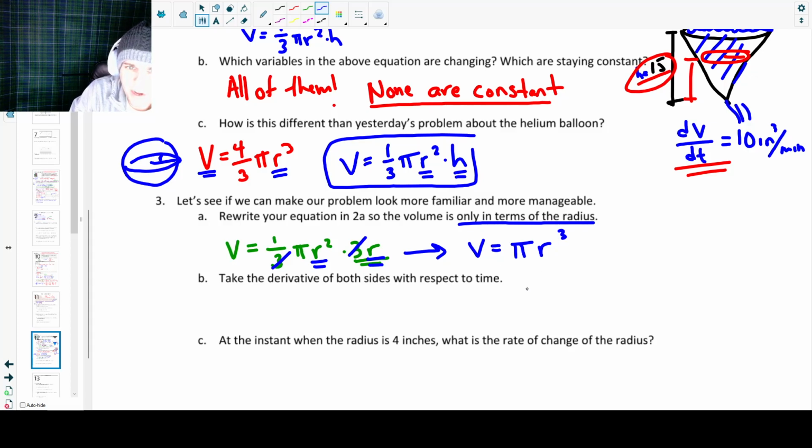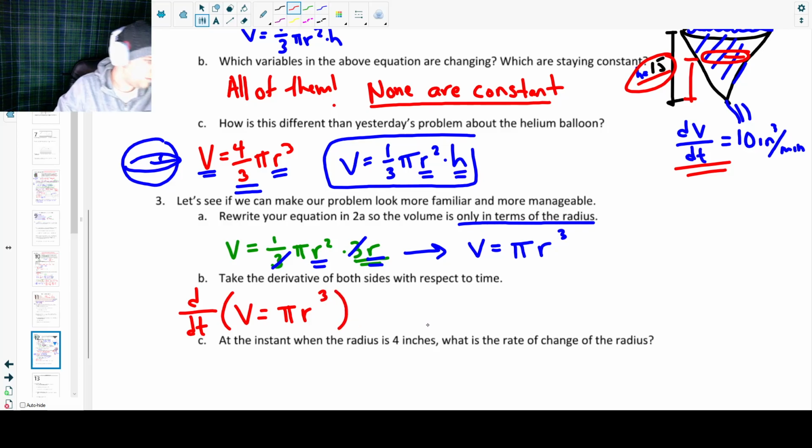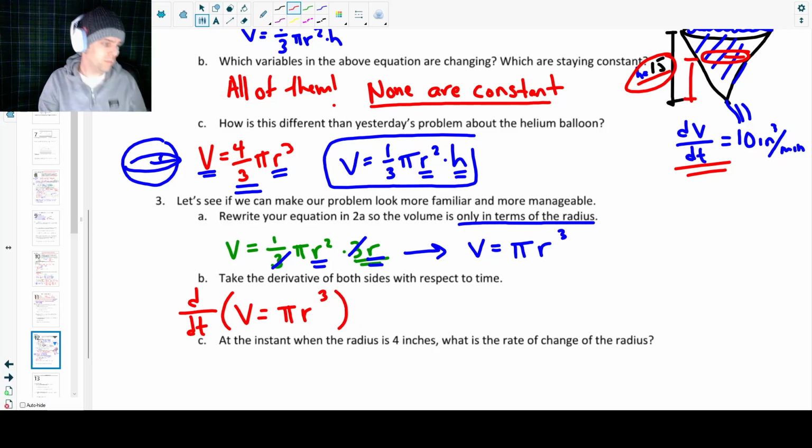This is a much simpler one, and now this looks a lot like yesterday's problem, where our volume is really only dependent on radius. And actually, this equation is even easier than yesterday's because we were able to drop this fraction. All right, so let's take the derivative of both sides with respect to time. So we're doing the derivative with respect to the change in time of our formula here.